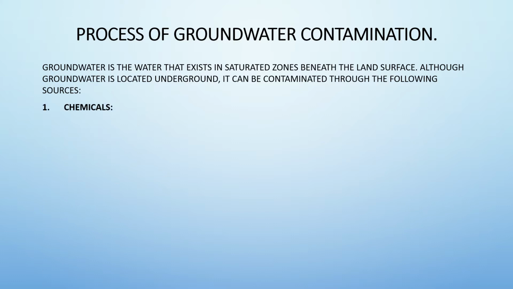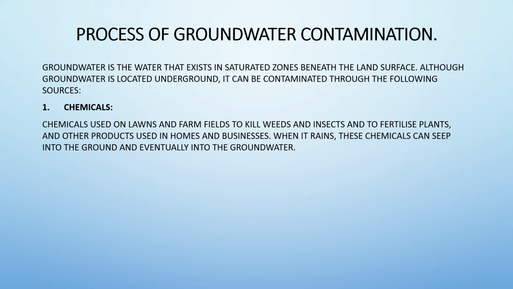The first source is chemicals. Chemicals are used on lawns and farm fields to kill weeds and insects and to fertilize plants, and other products are used in homes and businesses. When it rains, these chemicals can seep into the ground and eventually into the groundwater.